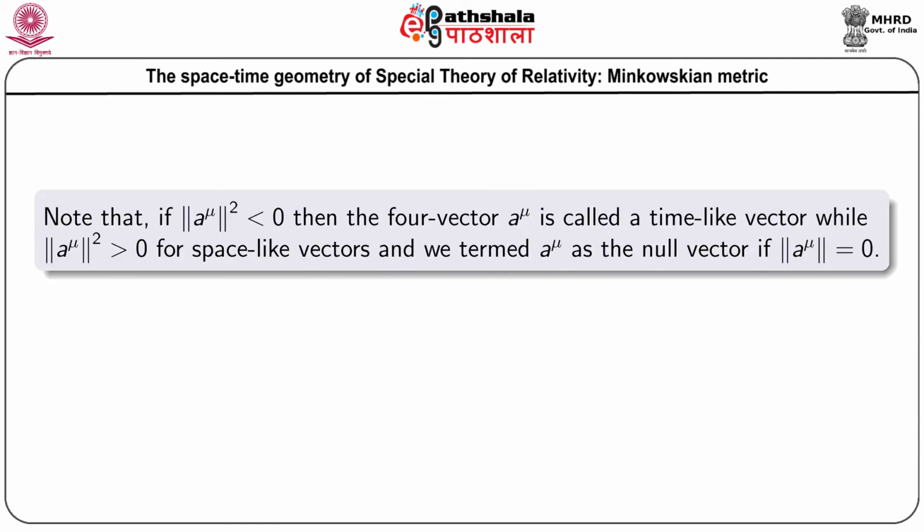Now, see that if the length of the vector is less than 0, that means the norm of a^μ squared is less than 0, then the 4-vector a^μ is called a time-like vector, while when the norm squared of the vector is greater than 0, it is called a space-like vector, and we term a^μ as the null vector if the norm of a^μ equals 0.